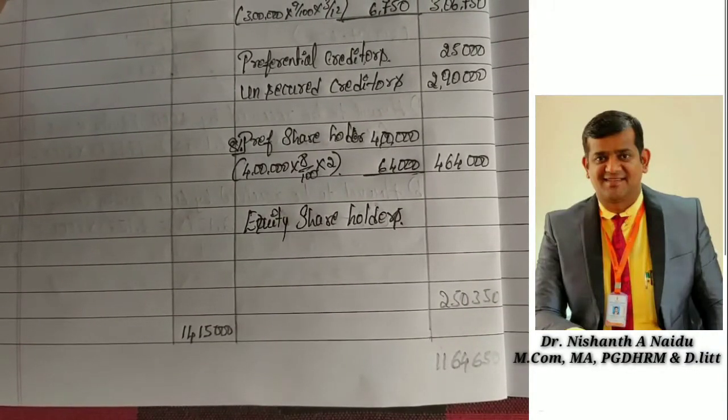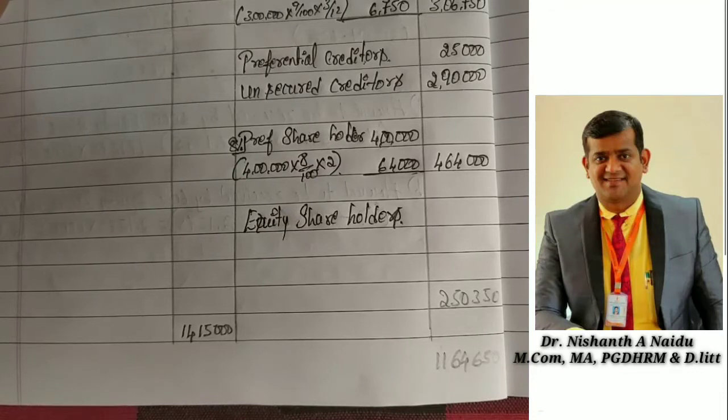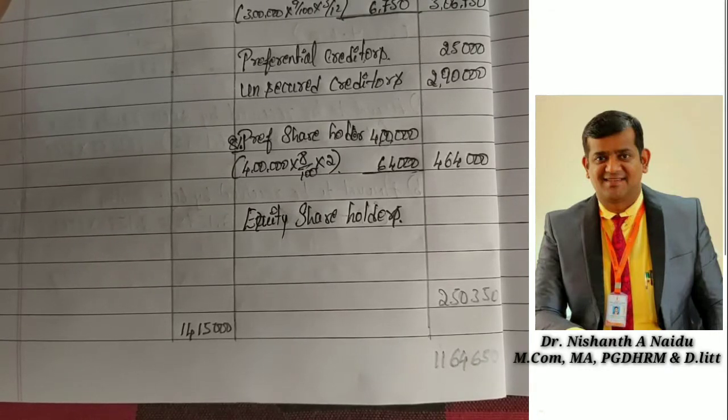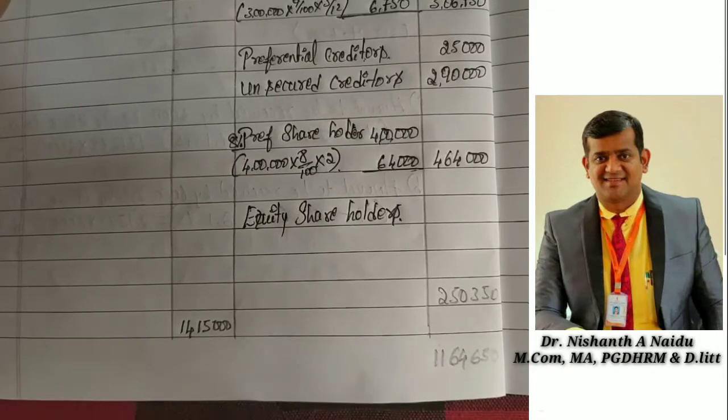Equity shareholders, how much they have paid? 5,000 equity shares of rupees 100 fully paid, 5 lakh. 3,000 equity shares, 100 paid 80. 2,000 equity shares paid 60. So 5 lakh plus 2 lakh 40, that is 7 lakh 40. Then plus 1 lakh 20, that is 8 lakh 60,000 rupees they have paid, but I have only 2 lakh 50,350.